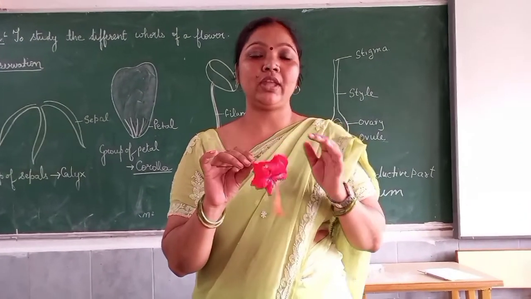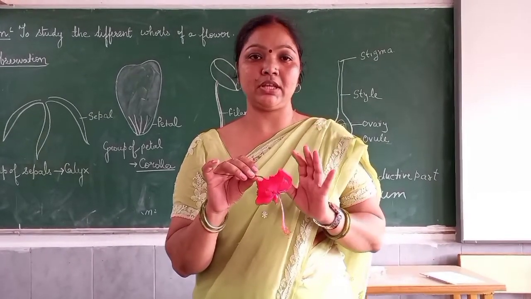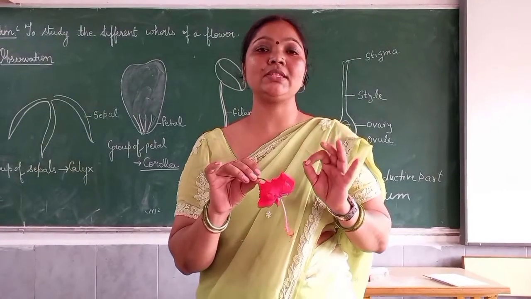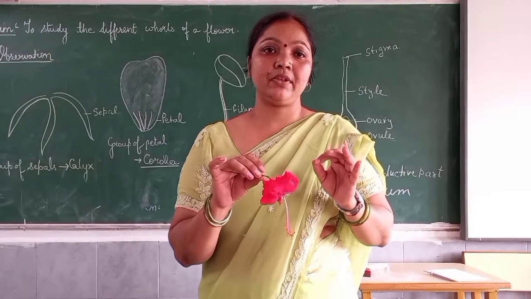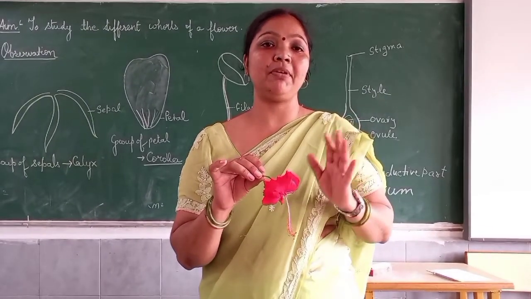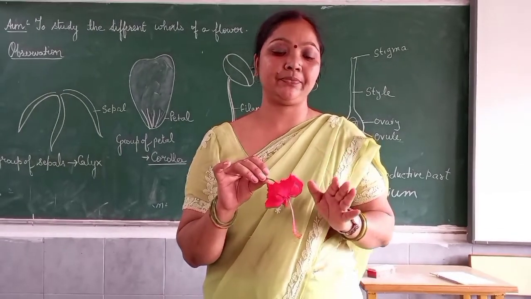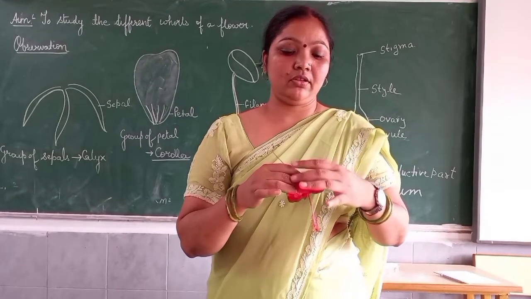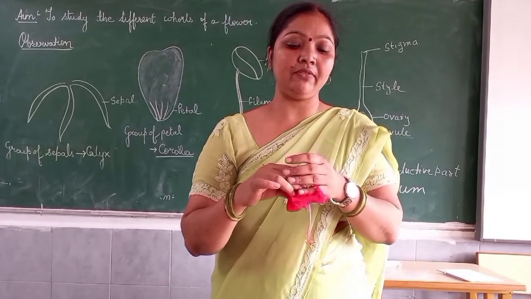And we all know that in a flower there are four main whorls present. The first is calyx, or you can say sepal. The second is petals. The third one is the male reproductive part, or androecium, and the fourth is the female reproductive part, or you can say pistil. Now one by one we are going to see each and every whorl of the flower.